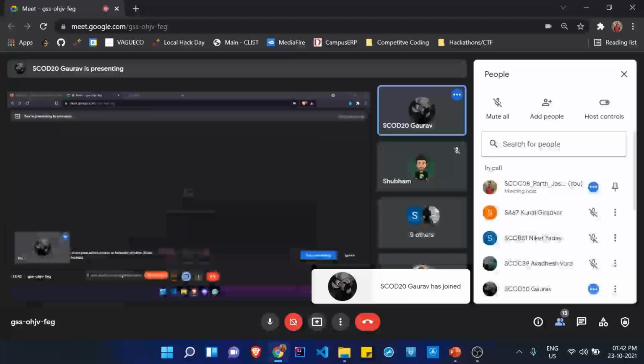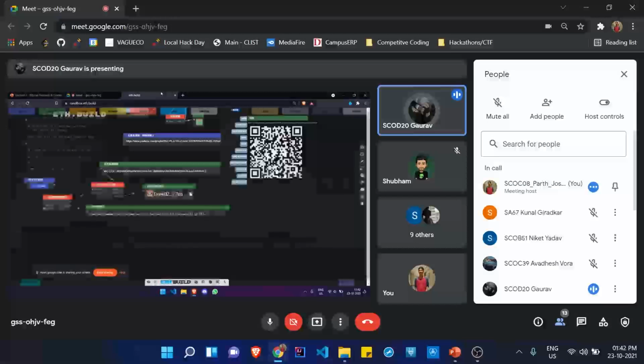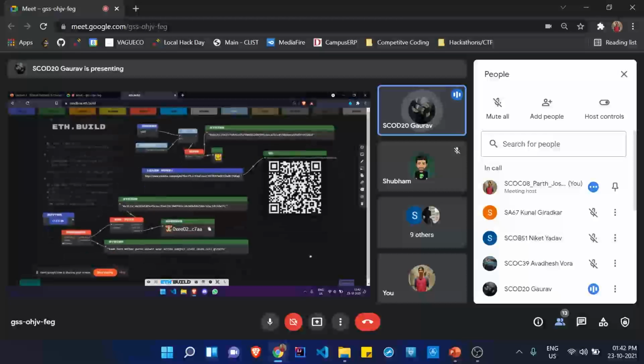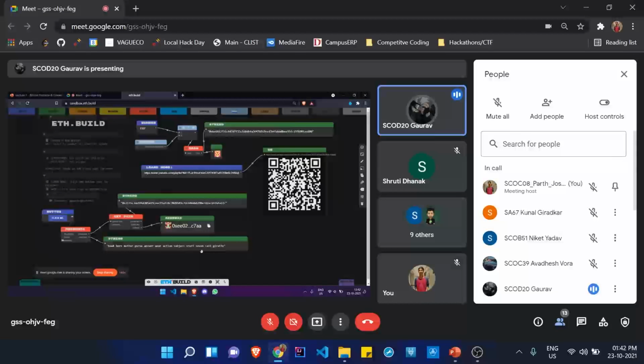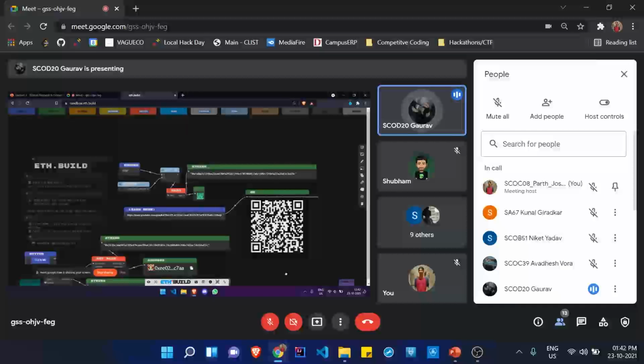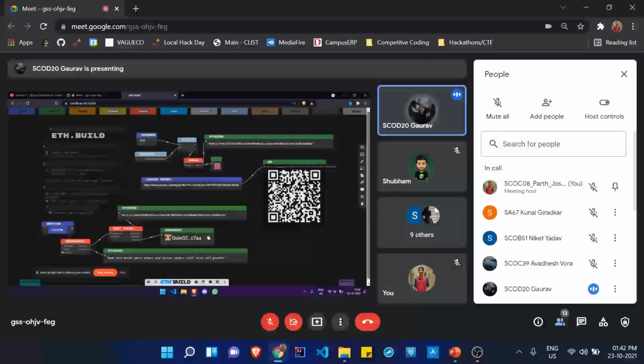Yep. Also, I have one more thing to show. As discussed earlier, we will be learning and creating our own blockchain using ets.build. Basically Ethereum का ही है. इसमें क्या है कि हमको कोड करना नहीं, हमको बस जस्ट ड्रैग एंड ड्रॉप करना है, कॉन्सेप्ट वही है, and these things that you can see are functions.